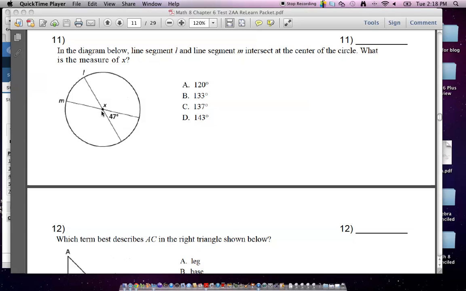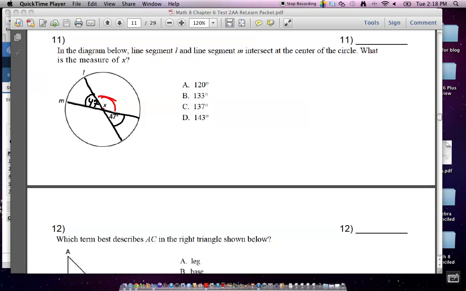So let's take a look at number 11 now. Number 11 says, diagram below, line segments L and M intersect at the center of the circle. What is the measure of X? Now, X is this angle out here. Look, we have intersecting lines here. As soon as I have intersecting lines, what I'm thinking is vertical angles. But the vertical angles are the ones that are across from each other. So this guy is 47.